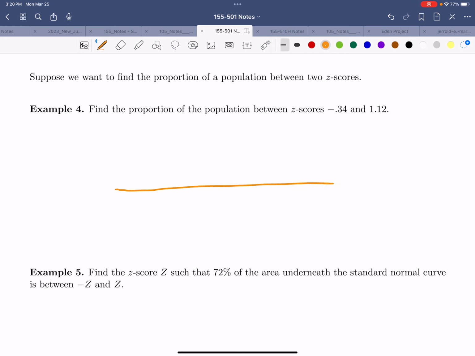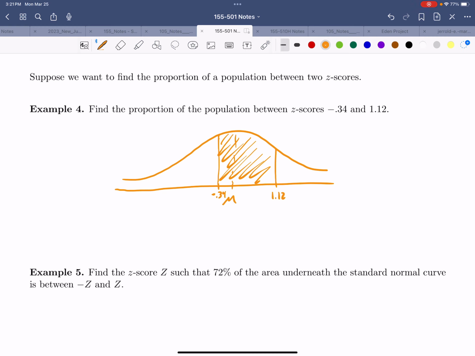So if you imagine a normal curve, where the mean is right here, we have a z-score of negative 0.34, roughly here, and then 1.12, which is roughly here. This is the standard normal curve, so it looks something like this. And we want to know what proportion of the data is between these two z-scores.